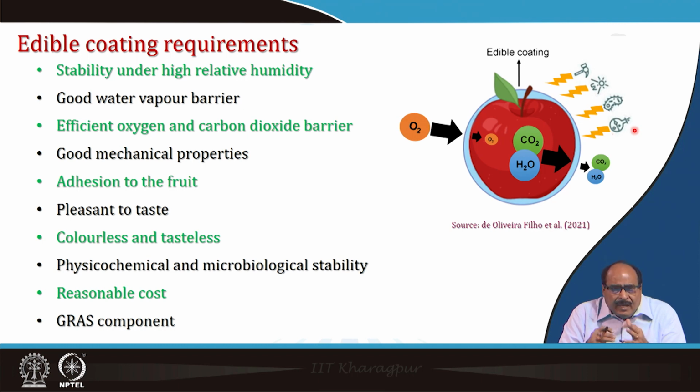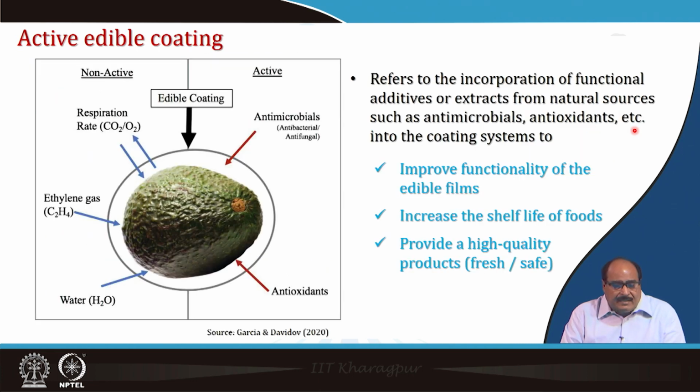It should have adhesion to the fruit, and be pleasant to taste. The material used for application on the fruit should not interfere with the organoleptic properties or taste; it should be colorless, tasteless, with physicochemical and microbiological stability. Economically it should be viable, cheaper, and more importantly it should be a GRAS component, because the ingredient chemicals which are used should be GRAS.